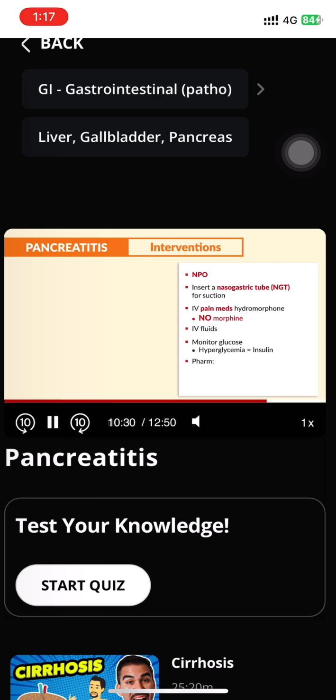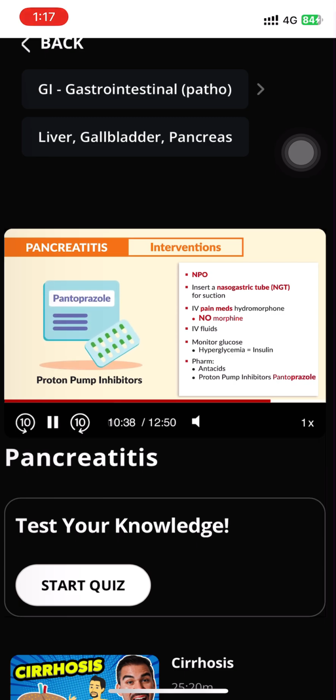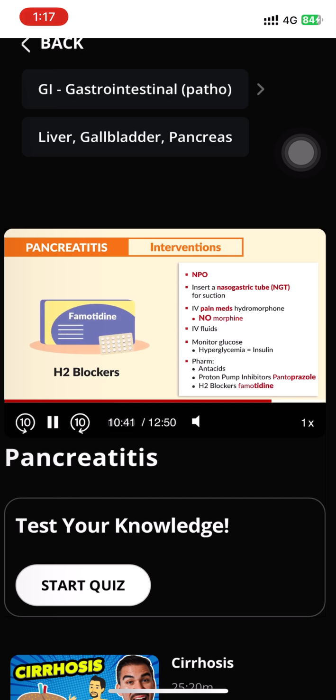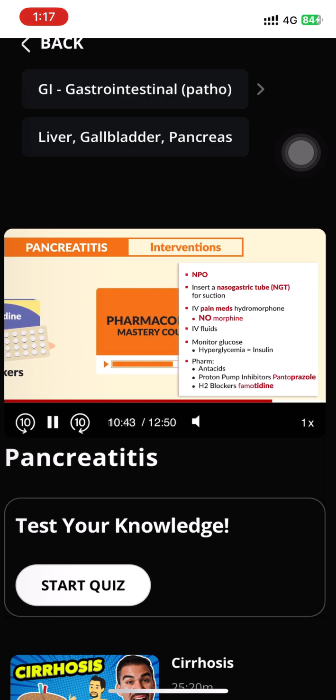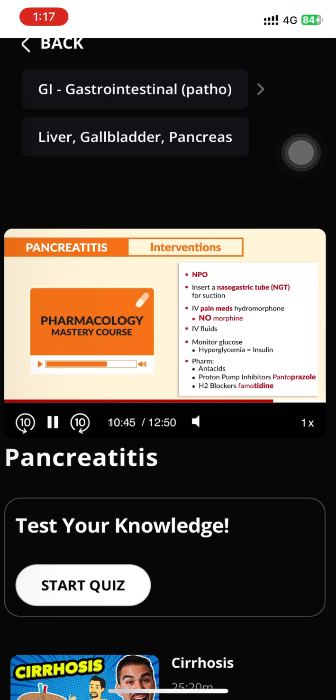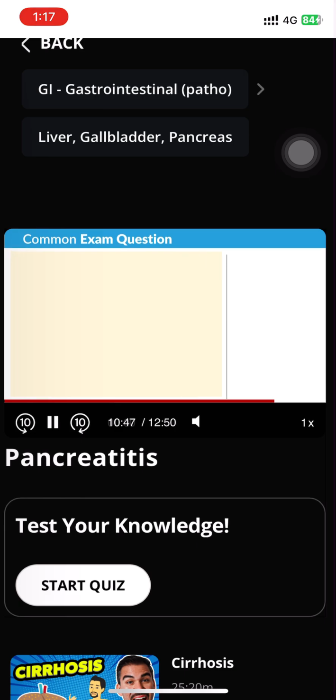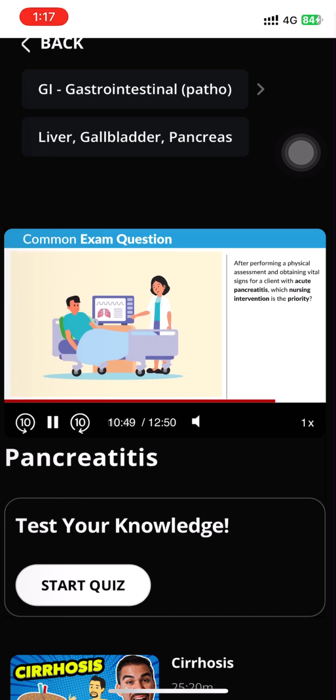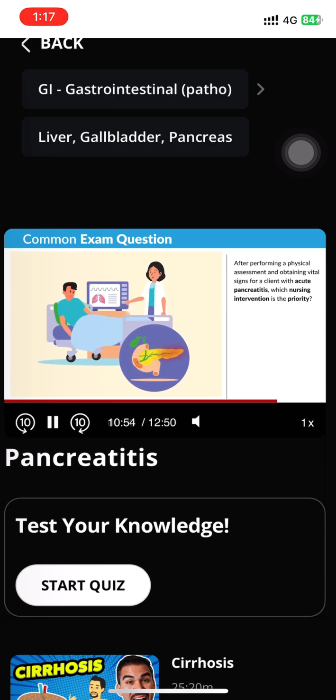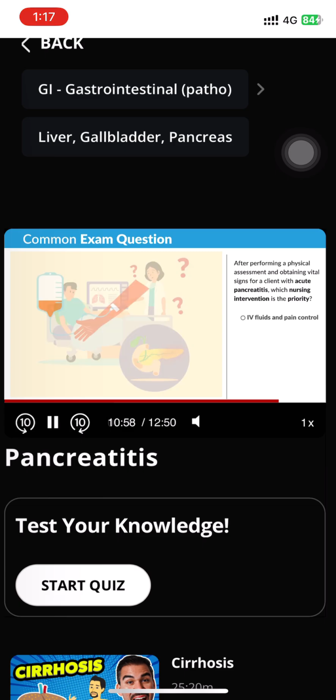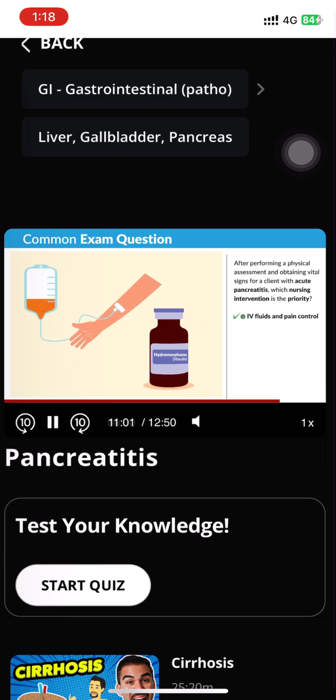Now for pharmacology, we use the acid reducers here. So antacids, proton pump inhibitors, those end in prazole like pantoprazole, and H2 blockers like famotidine, which we cover in full detail in our pharmacology course. Now a common exam question here is, after performing a physical assessment and obtaining vital signs for a client with acute pancreatitis, which nursing intervention is priority? IV fluids and pain control.